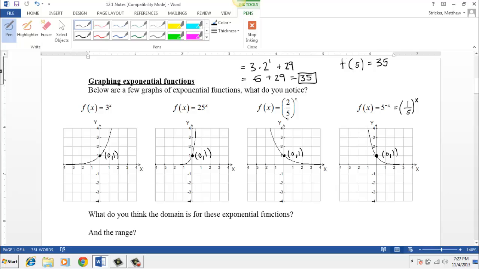So I pose a few questions here. The first question is, what do you think the domain is for these exponential functions?